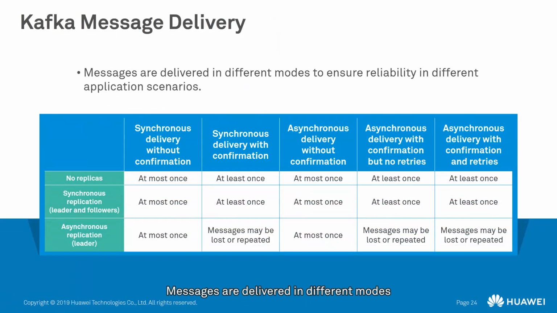Messages are delivered in different modes to ensure reliability in different application scenarios. Here, synchronous delivery is highly available. It means that whenever the client writes a message, it will be sent to the broker. And asynchronous delivery means that messages are stored in buffer cache and transferred to the broker when they achieve certain amounts. This one is easy to cause data loss. We don't usually use it. Commonly, we use synchronous delivery with confirmation and synchronous replication.